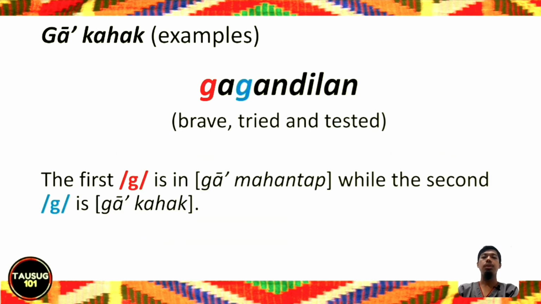Here's another example, Gagandilan. It's a beautiful example because the first Ga assumes the Gā Mahantap sound, and the second Ga uses the Gā Kahak sound. Gagandilan. Okay.